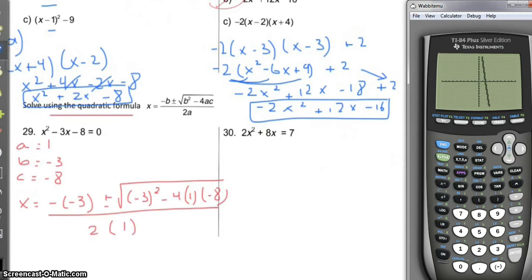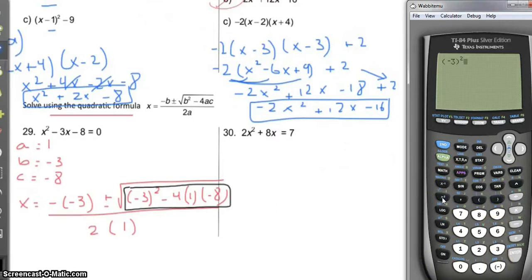Now I highly recommend that you do the inside first, because what if it's a negative? If it's a negative, then the calculator would give you an error. So I highly recommend you calculate that first. So let's do that. Clear everything. Now do negative 3 squared.